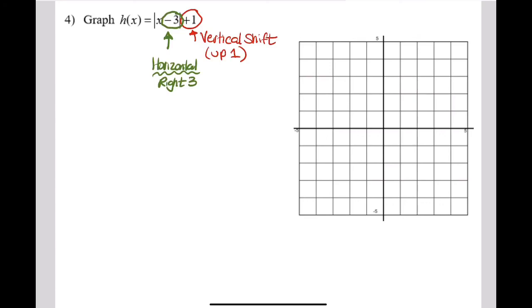So the vertical shift is we're going to go up 1, and it doesn't matter what order you do this in. So we're going to go up 1, right there, and then we're going to go right 3. So 1, 2, 3. So there's where I'm going to begin that function. And then knowing that this is an absolute value, well, we just know it's going to be like this. It's one of those V's.